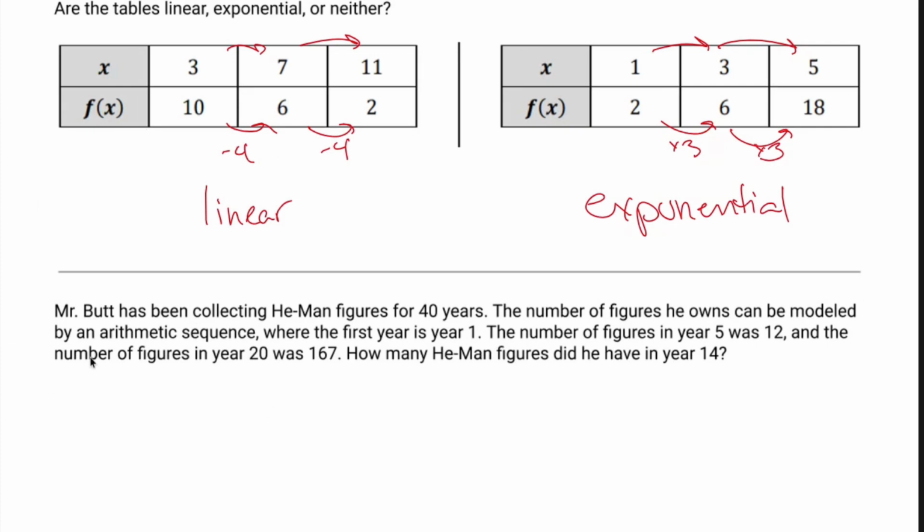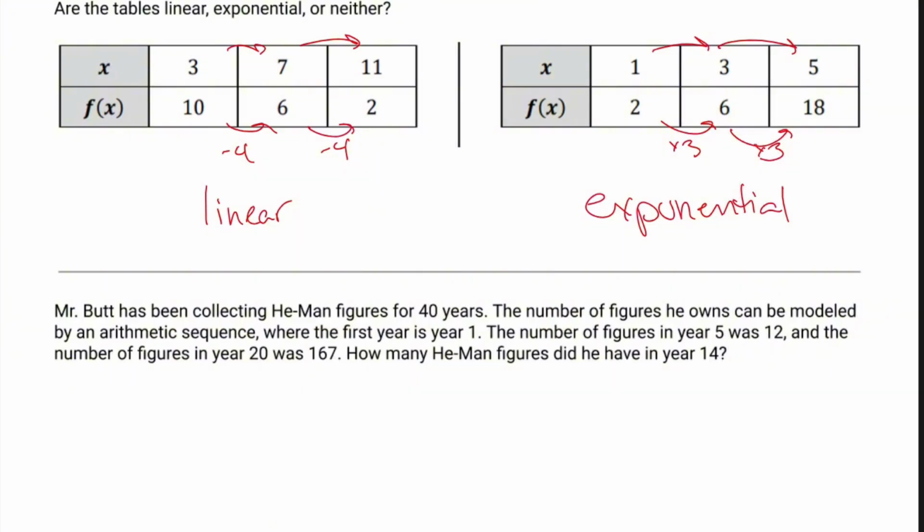Mr. Butt has been collecting He-Man figures for 40 years. The number of figures he owns can be modeled by an arithmetic sequence, where the first year is year 1. The number of figures in year 5 was 12, and the number of figures in year 20 was 167. How many He-Man figures are there?